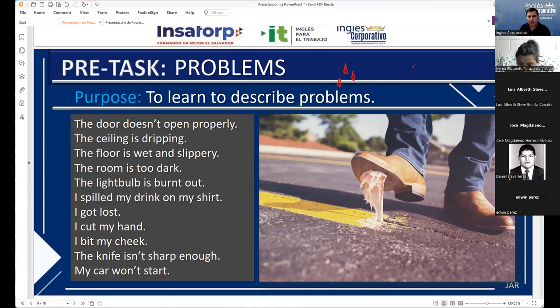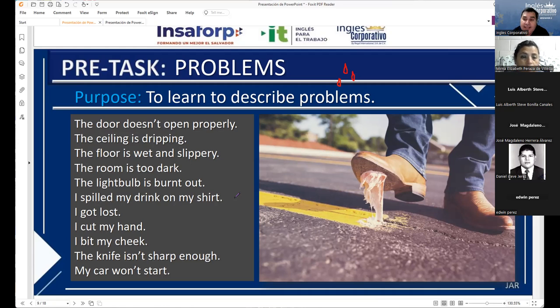Right, teacher. The floor is wet and slippery. Slippery, like when you mop. You are mopping, and it's wet, and you run and you go down, like a toboggan, like shh, because it's slippery. It's liso, slippery.